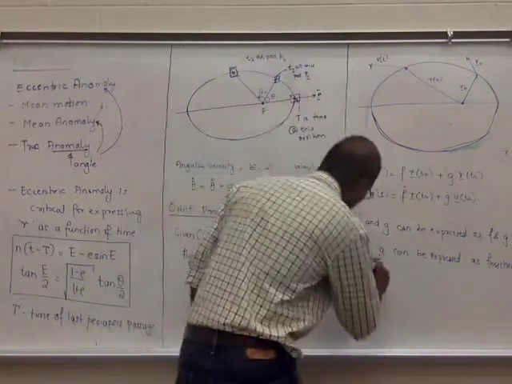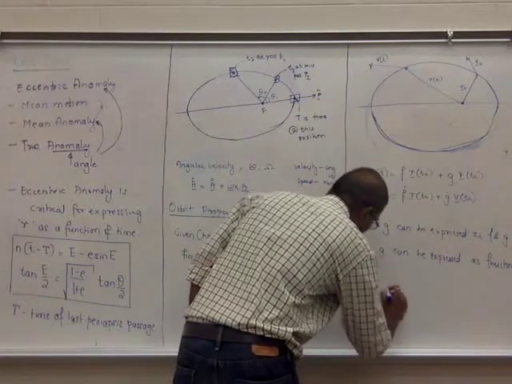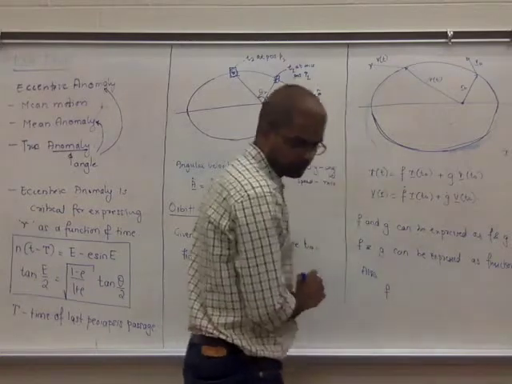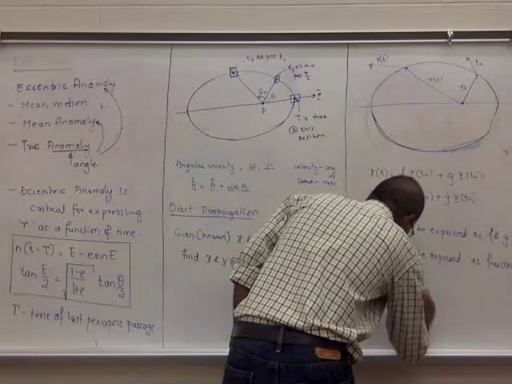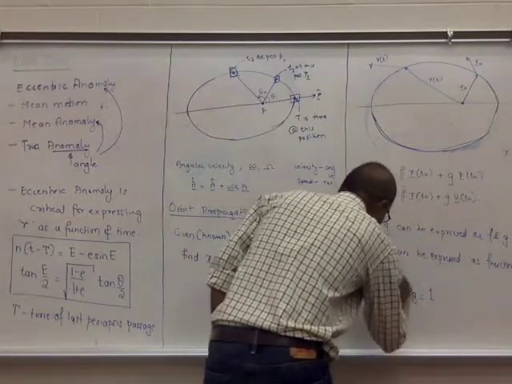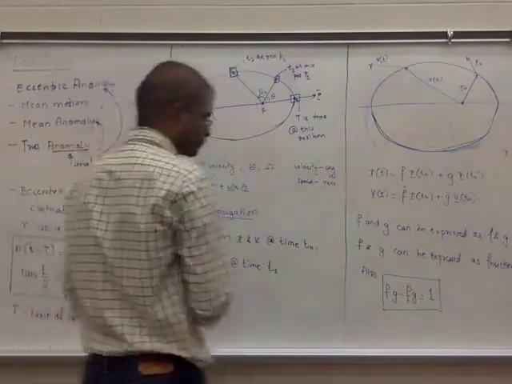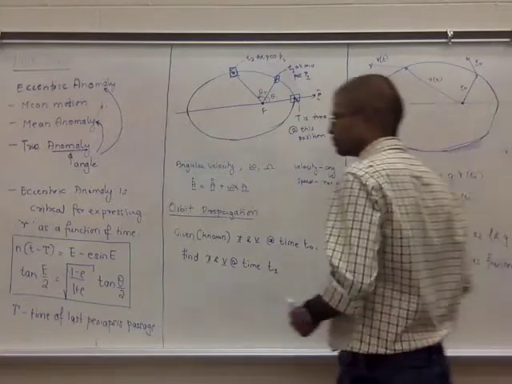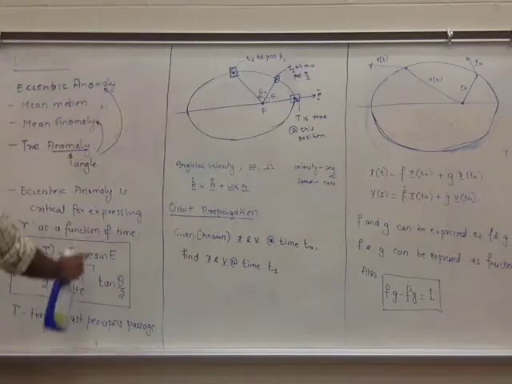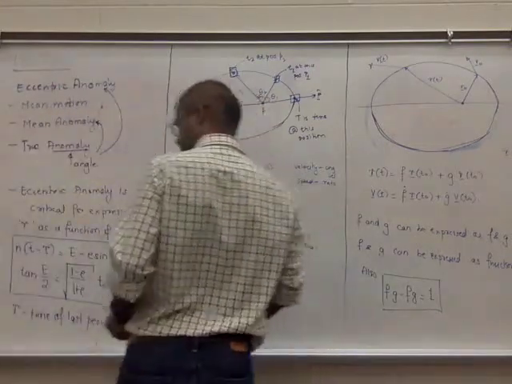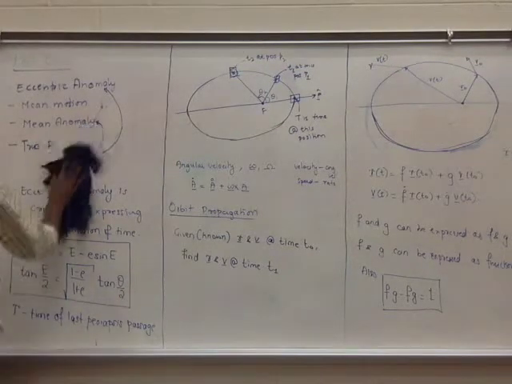Also, this relationship is very important. f g dot minus f dot g is always equal to 1. This is something you can expect for your exam. Prove that.